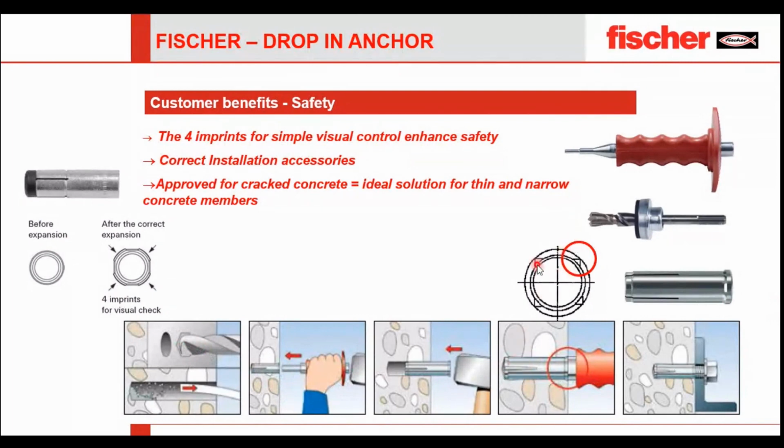You can make sure there is a 4 imprint over here that is being marked to your anchor. In these wedges, when you're hitting with a hammer as shown, you make sure that the 4 imprint over here will also be located in your wedge, which can make sure that your anchor is properly installed. This is how it looks before expansion and after expansion of concrete for a visual check.